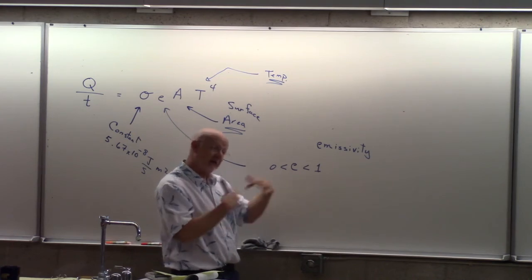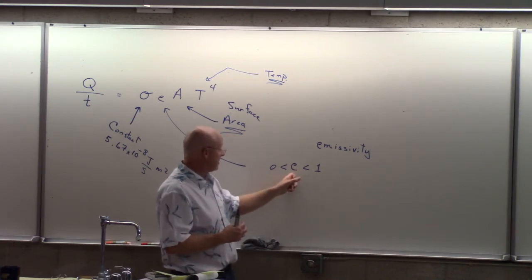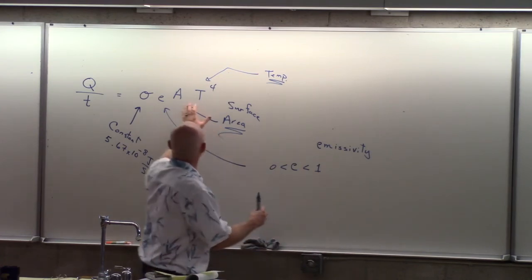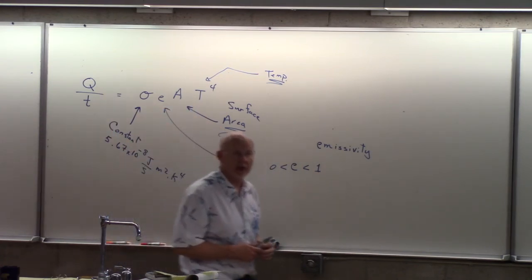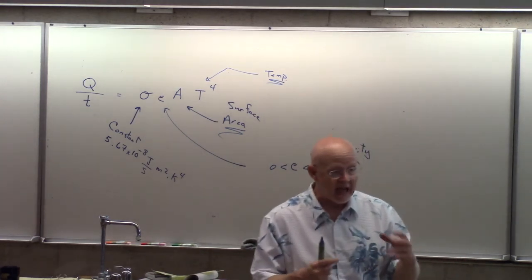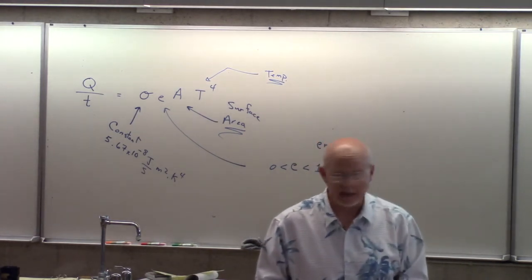And anything that reflects back is going to be something less than 1. If it reflected everything back, it would be 0, meaning no energy would come from it. So this is a percent factor. It's a percent factor of saying how well does it radiate. Now here's the good news.